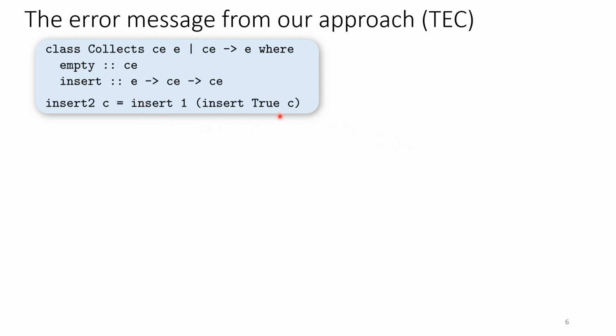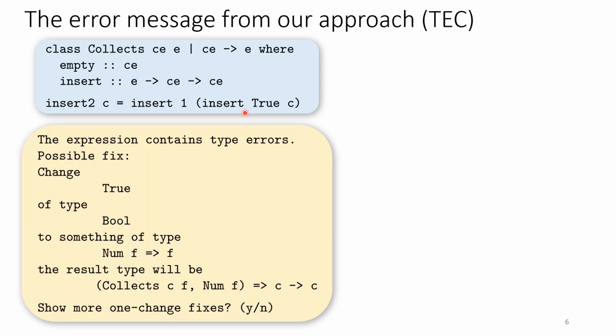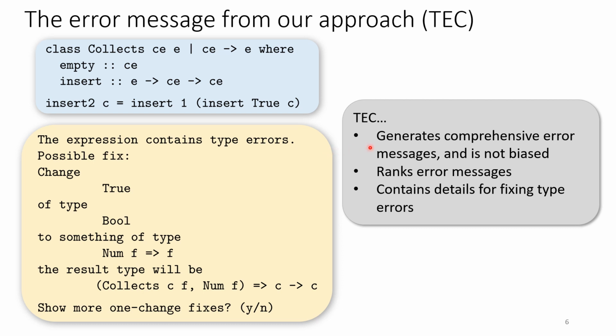In this work, we try to improve this situation. For this expression, our approach generates this error message. It is just to change true to something else to remove the type error. We can see that our approach generates comprehensive error messages and is not biased. On the last line, if the user wishes, we can keep on generating error messages until there are no more fixes.